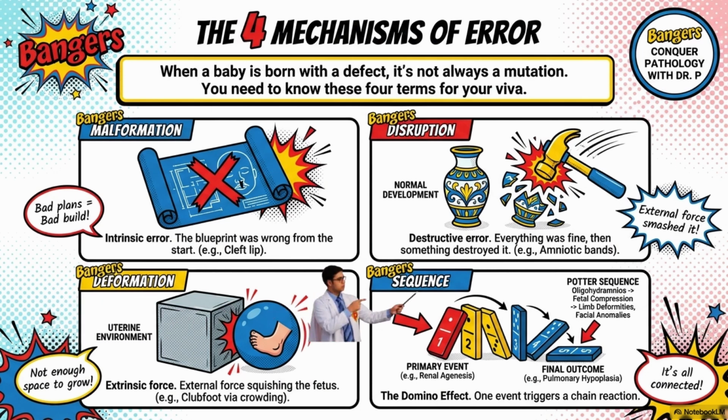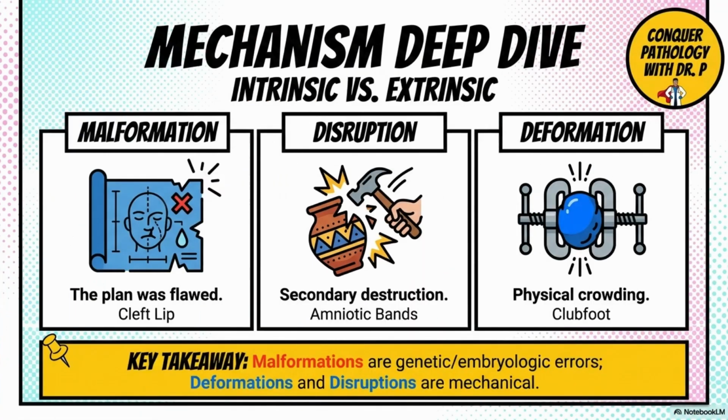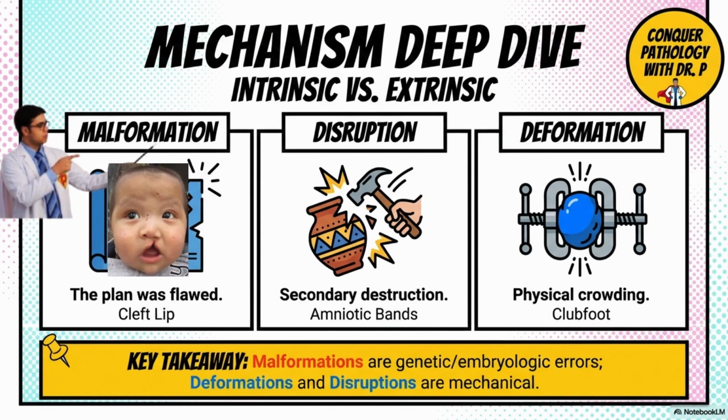Sequence. The domino effect. One primary event triggers a chain reaction. It's all connected. Let's dive a bit deeper to make sure you have this clear. Malformation. As I said, the plan was flawed. The classic example here is cleft lip.